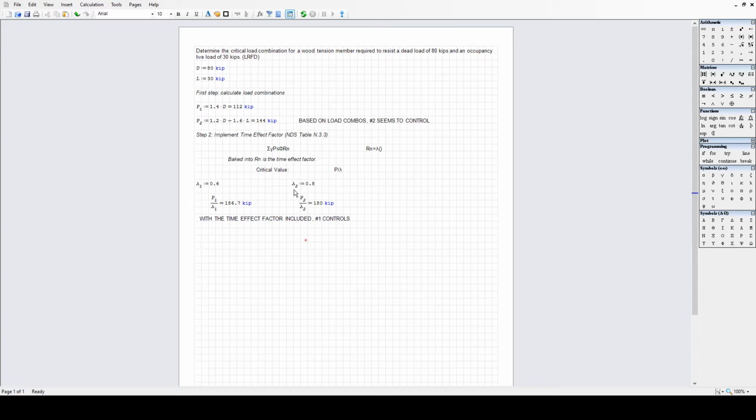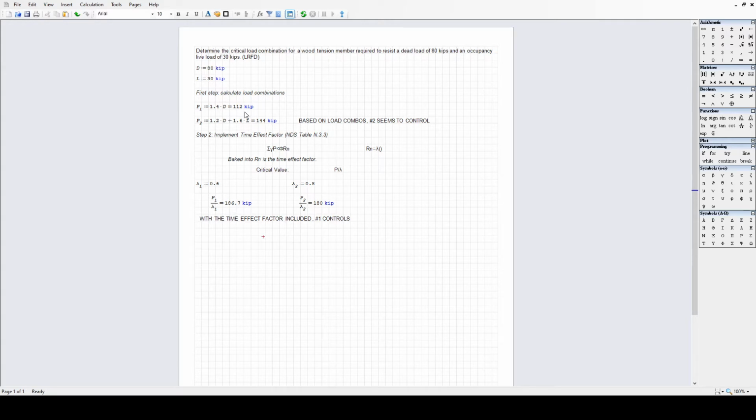Again, because we multiply the time effect factor by the nominal resistance, if it's less than 1, it's going to decrease our nominal resistance, which is really the same as dividing the factored load by that factor. If you have a factor on the resistance side of the equation, dividing by that factor on the load side of the equation is equivalent. Both of our factors here happen to be less than 1, and if they are on the right side, they're going to decrease the resistance, and if they're on the left side, they're going to increase the load. So if you're just trying to determine which load combination is critical, these two are equivalent.